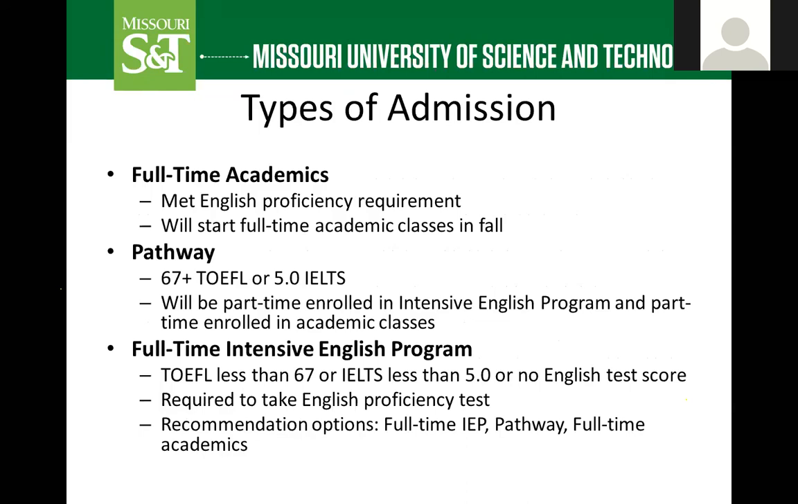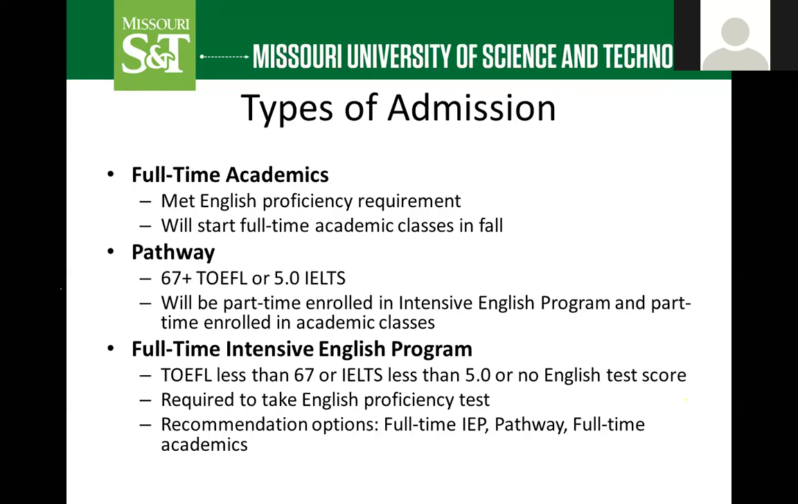There are 3 different types of admission. If you've been offered full-time academic admission, that means that you have met the English proficiency requirements, either by taking the TOEFL or IELTS test, or you perhaps did an English test with one of our office members when they were visiting your home country. If you've met that English requirement and have been admitted for full-time academics, you will start right away in spring semester. Sorry, that says fall, but you'll enroll full-time in academic classes in spring semester.